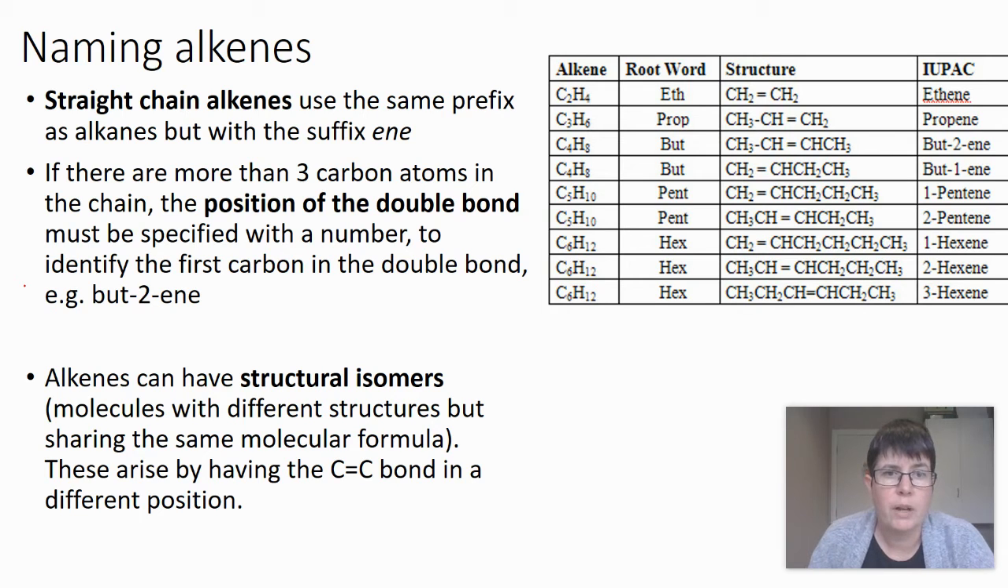So straight chain alkenes use the same prefix as alkanes, but with the suffix "-ene". If there are more than 3 carbon atoms in the chain, then the position of the double bond must be specified with a number to identify the first carbon in the double bond. So ethene and propene, there's only one version that they can be. But from butene onwards, you have to say where the double bond goes. So you've got but-1-ene, but-2-ene, pent-1-ene, pent-2-ene, 1-hexene, 2-hexene, or 3-hexene.